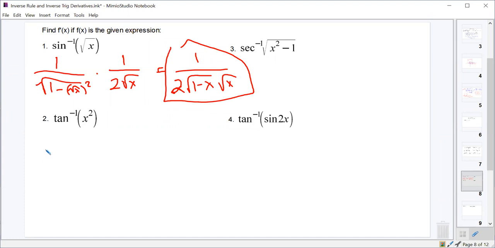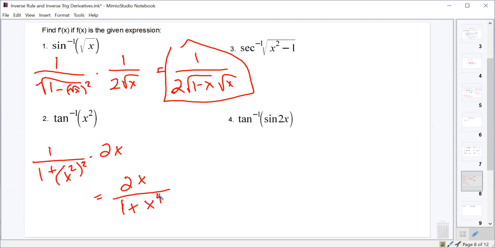All right, next one. Inverse tangent of x squared. So what's our rule for inverse tangent? It should be 1 over 1 plus that u squared. And we're going to multiply that by the derivative of u, so times 2x. So what do we get? 2x over 1 plus x to the 4th. Good or no? It's good.